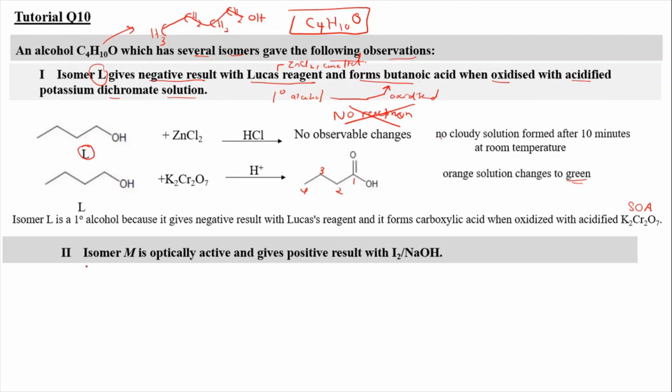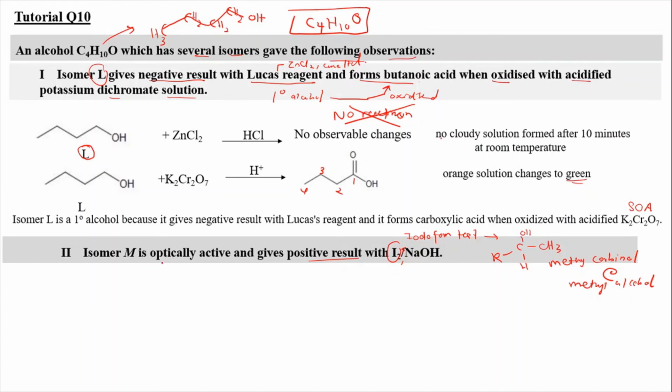Okay, now we're going to do number 2 here, which is isomer M is optically active and gives positive result with the iodine, NaOH aqueous. So you know that this is known as the iodoform test, where the iodoform test is used to detect the methyl carbonyl group. Okay, so it needs to be in the form of this structure, where this refers to methyl carbinol or methyl alcohol.